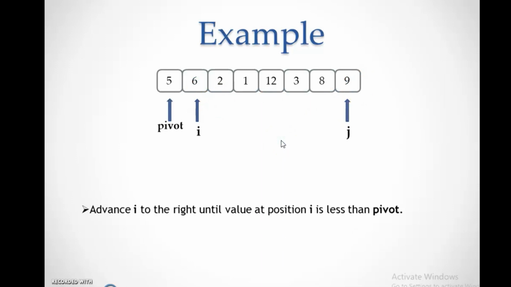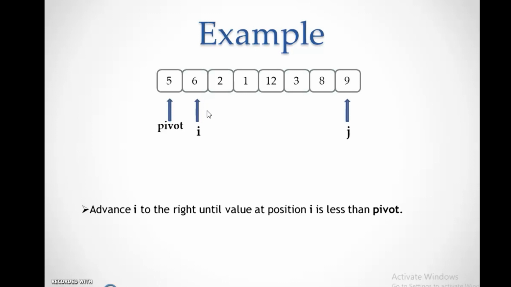After that, we put a condition saying that we will advance I to the right until it encounters a value at a position that is actually less than the pivot. So it will do it until we have any number less than the pivot. It will go on moving the I, the marker I. But the moment it encounters any number that is greater than the pivot, it will stop there.